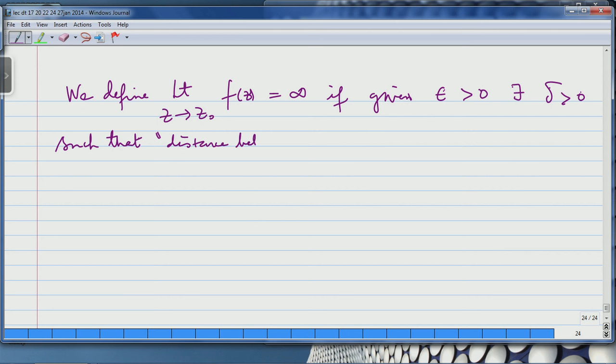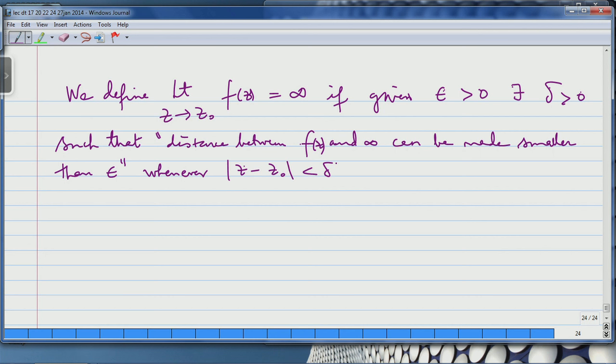Distance between f of z and infinity can be made smaller than epsilon, whenever mod z minus z naught is less than delta. I'm just trying to say that the values of f, namely f of z, get closer to infinity, and I want to say that they are closer to infinity by epsilon. But then, if you want to really talk about distance, you must have some notion of distance between the point at infinity and a point on the plane. Only then can you talk about distance between infinity and a finite point.